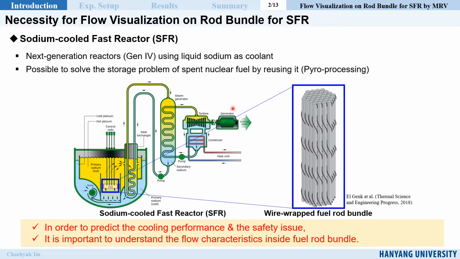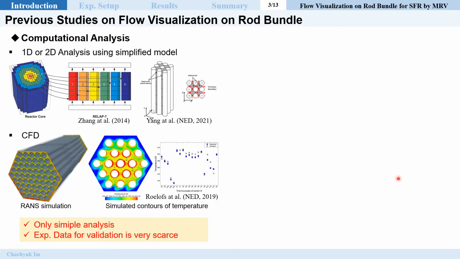In the SFR core, a complex wire-wrapped rod bundle is applied. In order to predict the cooling performance and safety issues, it is important to understand the coolant flow characteristics inside the fuel rod bundle. Many computational analyses have been performed, but due to geometric complexity, only 1D or 2D analysis or simple CFD analysis has been mainly used. Experimental data for validation is very scarce.